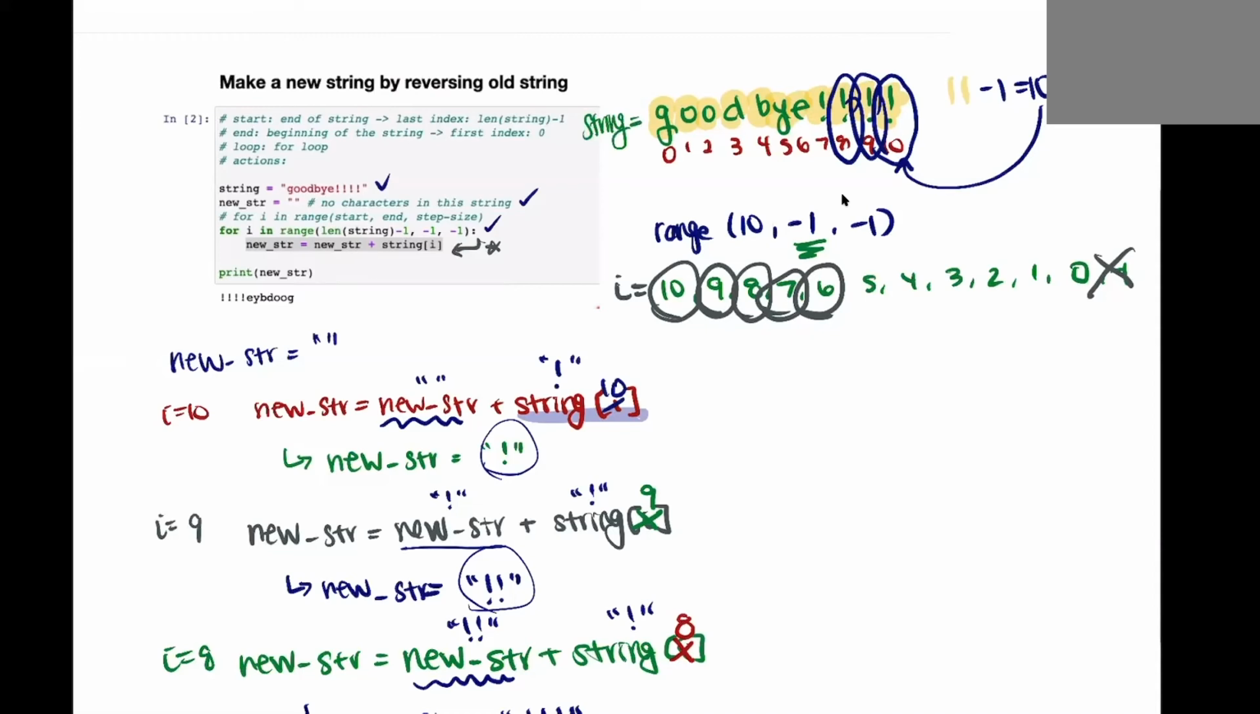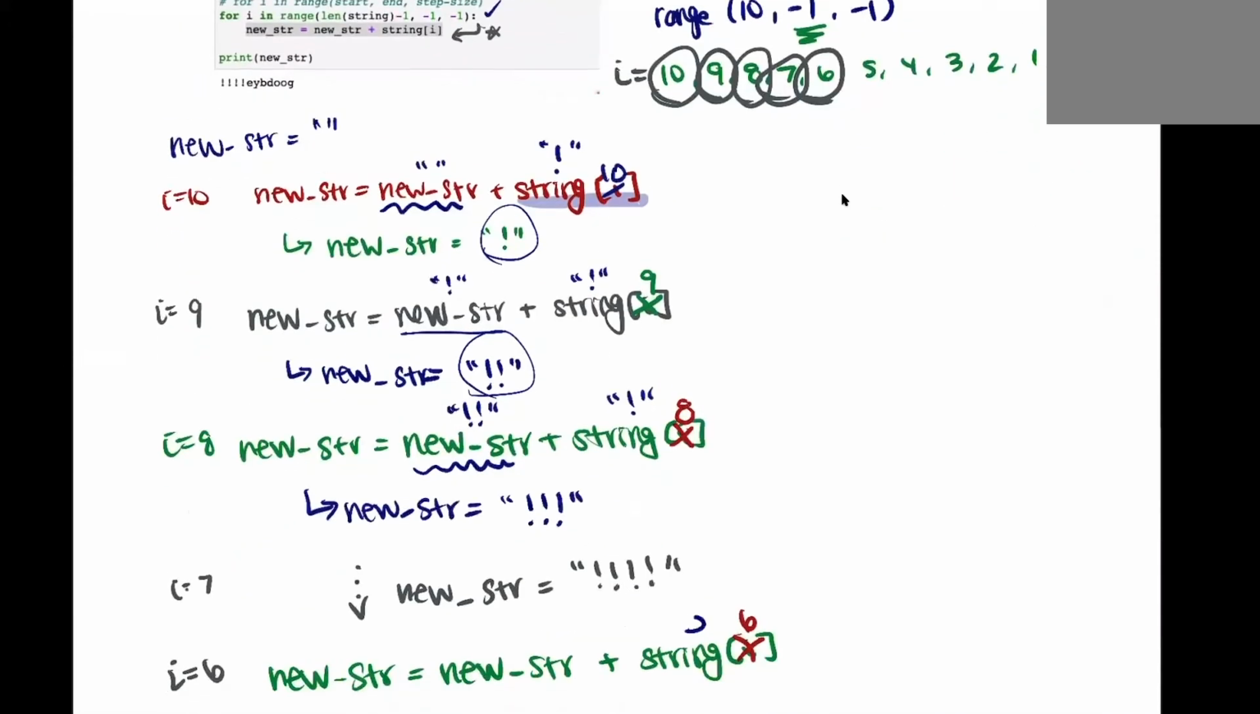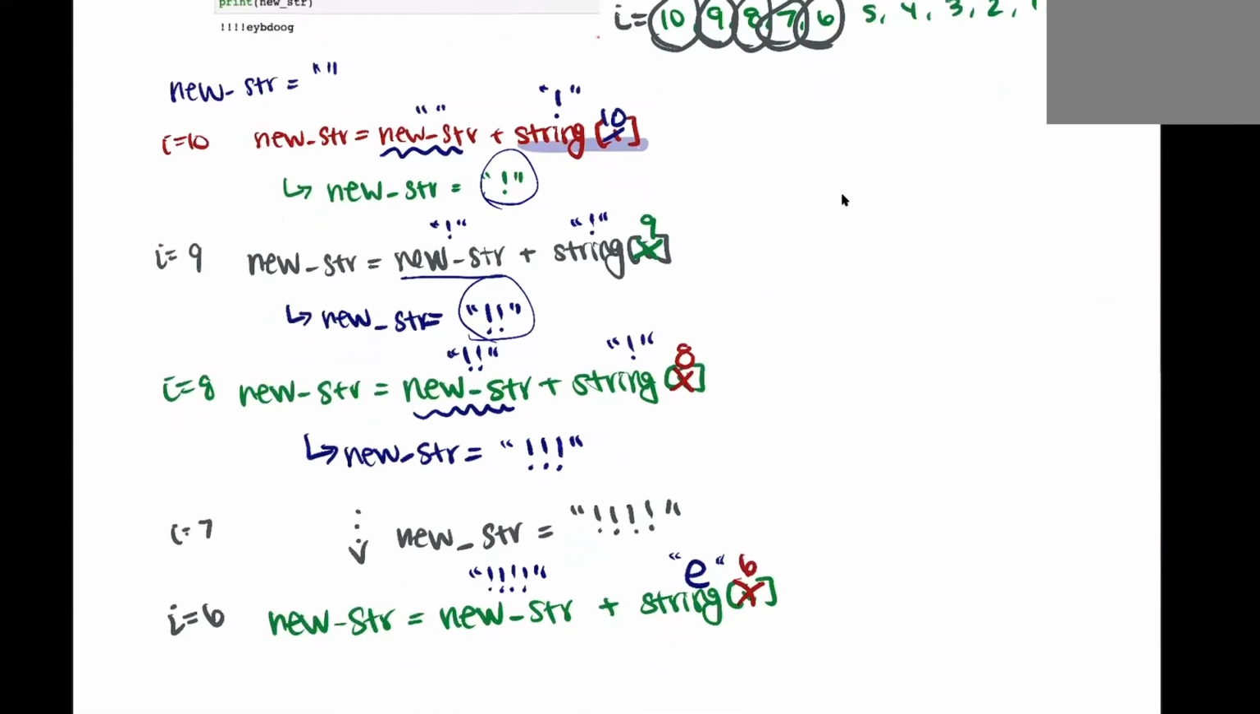What is string 6? E, yes, very good. So I'm just going to say that this is E, and currently new string is 4 exclamation marks. So what would new string be equal to? With this concatenation. Very good. 1, 2, 3, 4 exclamation marks with an E following after it. The E does not go before the exclamation marks, it comes after because it concatenates in order. Exclamation marks first, then the E after.